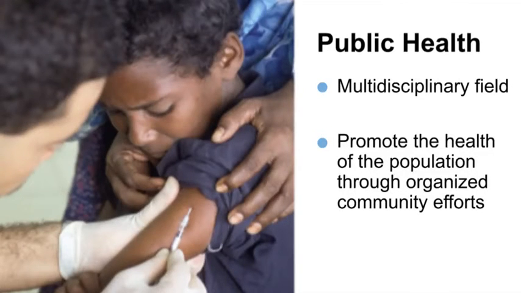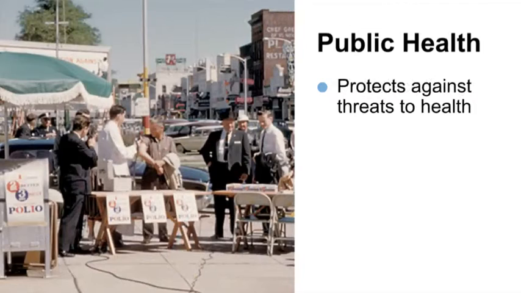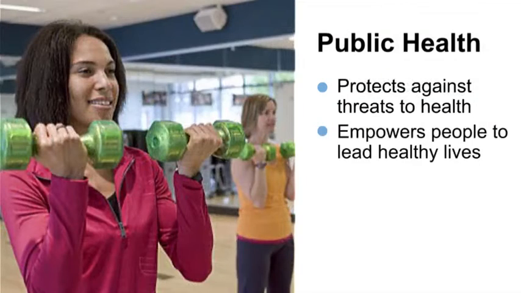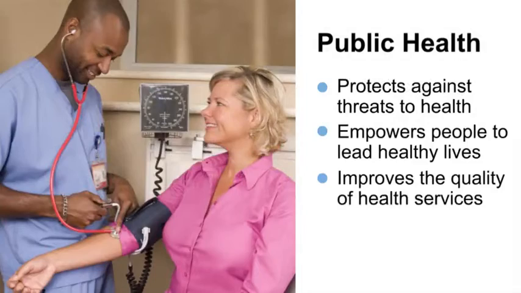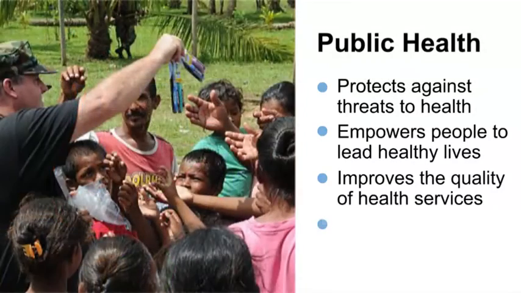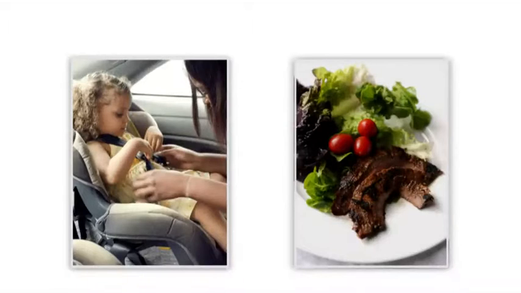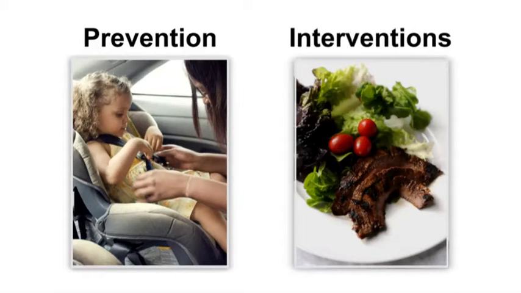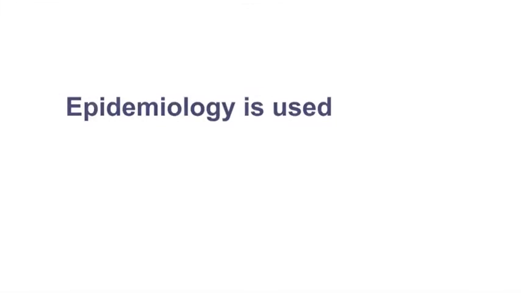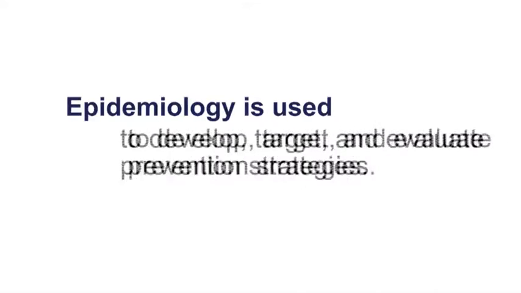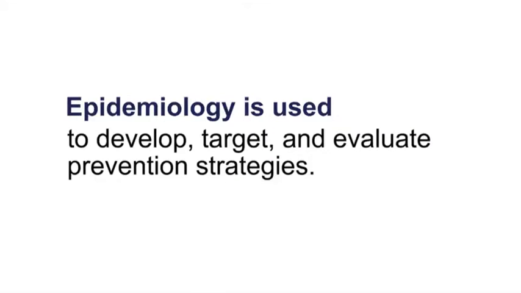Public health is a multidisciplinary field whose goal is to promote the health of the population through organized community efforts. Public health protects against threats to health, empowers people to lead healthy lives, improves the quality of health services, and prepares leaders to advance health. Now let's discuss two aspects of public health where epidemiology is used. First, prevention, such as raising public awareness about the need for child car seats, and interventions, such as promoting healthy eating by lowering the cost of healthy foods. Epidemiology is used to develop, target, and evaluate prevention strategies.